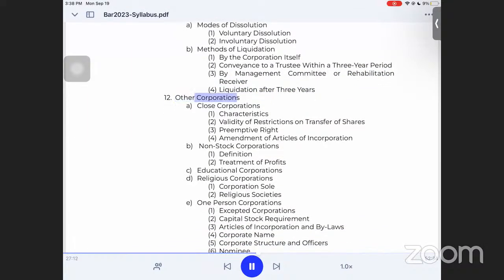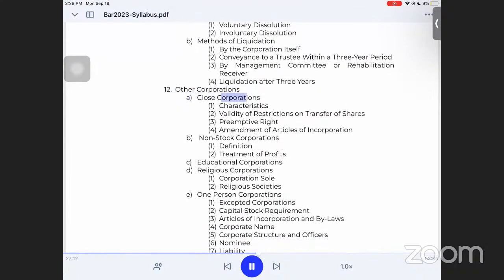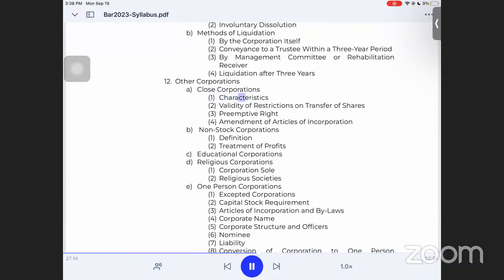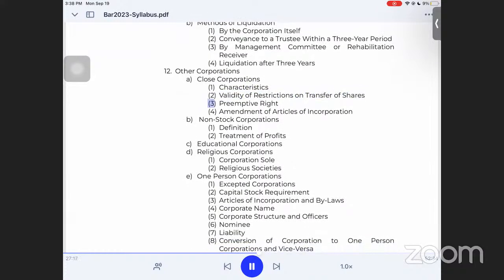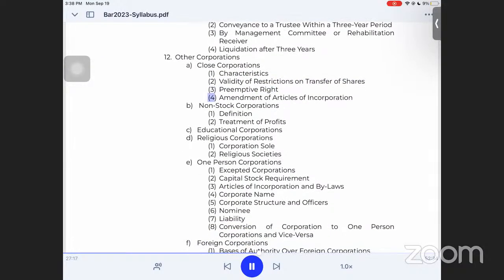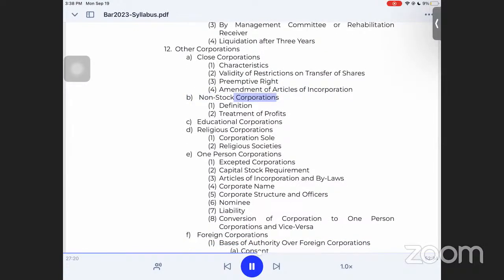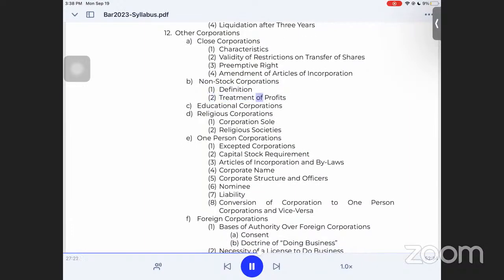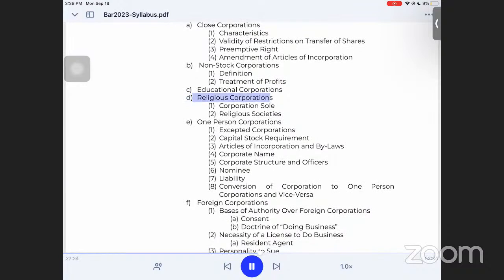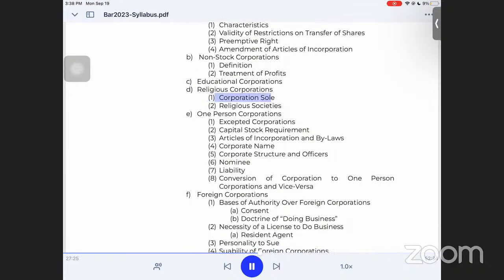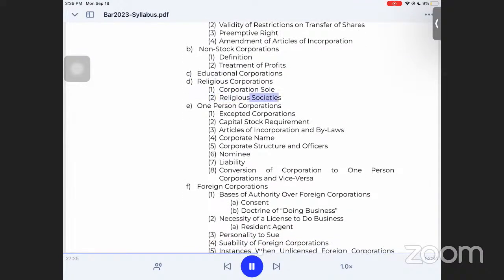12. Other corporations. A. Close corporations. 1. Characteristics. 2. Validity of restrictions on transfer of shares. 3. Preemptive right. 4. Amendment of articles of incorporation. B. Non-stock corporations. 1. Definition. 2. Treatment of profits. C. Educational corporations. D. Religious corporations. 1. Corporation sole. 2. Religious societies.